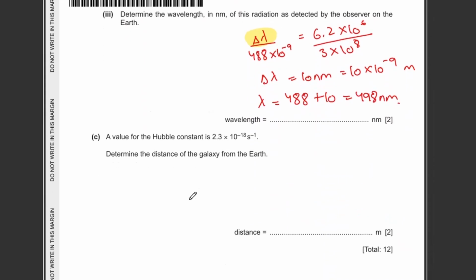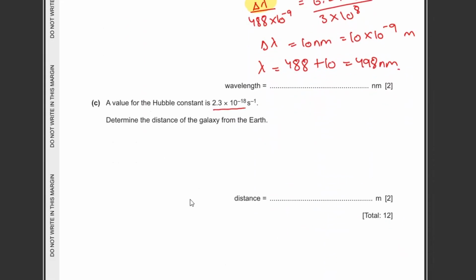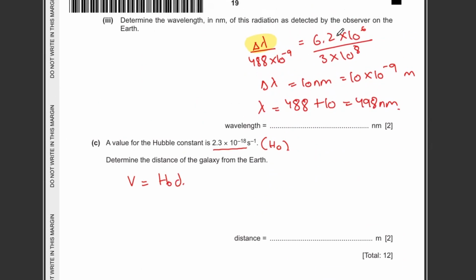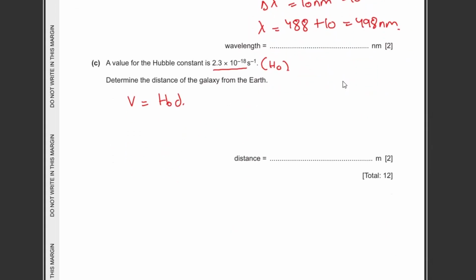Simple as that. A value for the Hubble constant is given. This is your H naught. Perfect. Determine the distance of the galaxy from the Earth. So what do we know? Speed of recession is equal to H naught into d. Are we given the speed of recession? Yes, speed of recession is 6.2 into 10 to the power of 6.